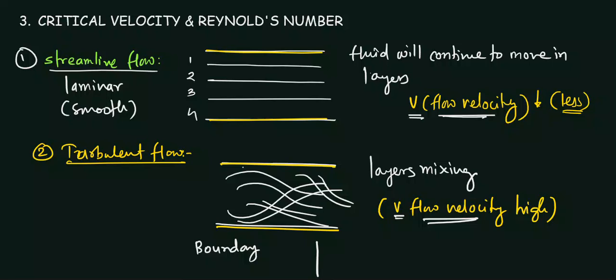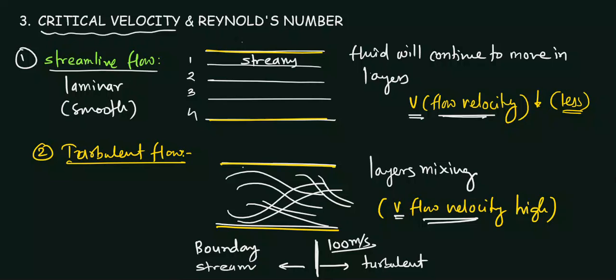You should specify a velocity like 100 meters per second. For example, if the flow velocity is below 100 meters per second, the flow will be streamline, meaning it will go in these streams. These layers are also called streams. And if it is higher than this, it will get converted into turbulent flow, or it will no longer remain streamline flow. This boundary velocity is called the critical velocity.